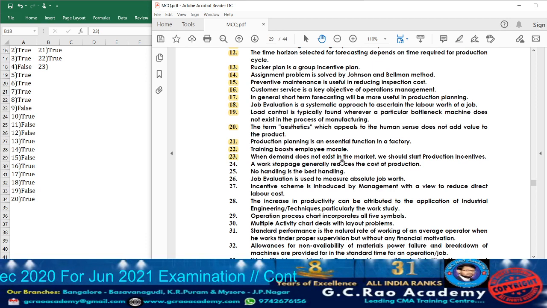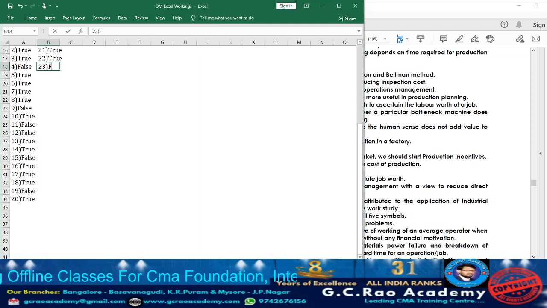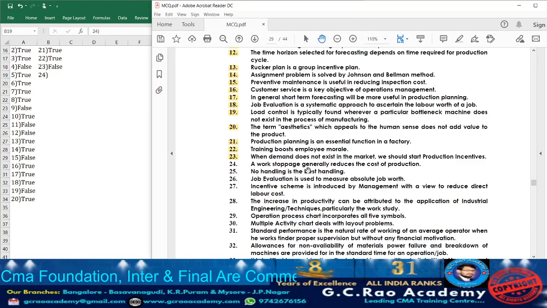What they are telling, when demand does not exist in the market, we should start production incentives. The statement is false. If the demand is not available in the market, they have to identify why the demand is not there, whether they are able to manufacture as per the needs of the customers or not. They need to check. Instead of that, they cannot start production incentives. So accordingly the statement is false. Now let us move on to statement 24.